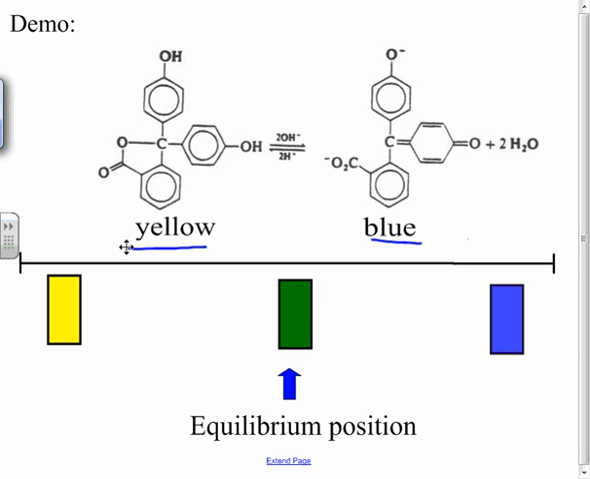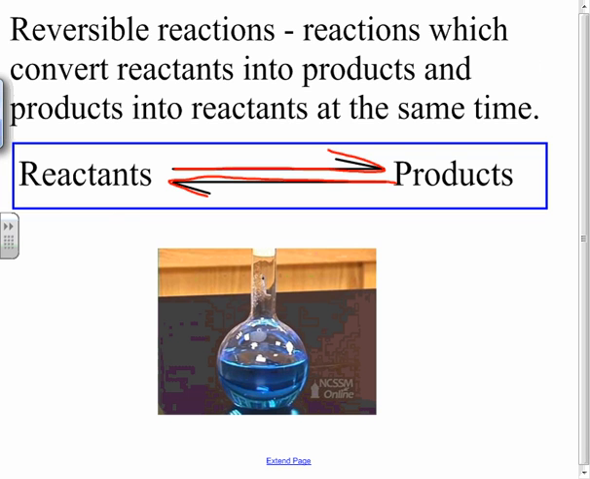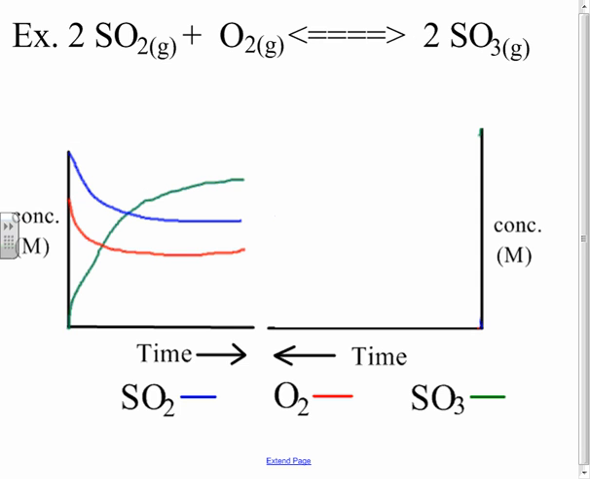So one of the things we'll talk a lot about is equilibrium position. Where is this equilibrium reaction? Is it more towards the reactant side? Is it more towards the product side? Or is it directly in the middle? All that is described as equilibrium position.